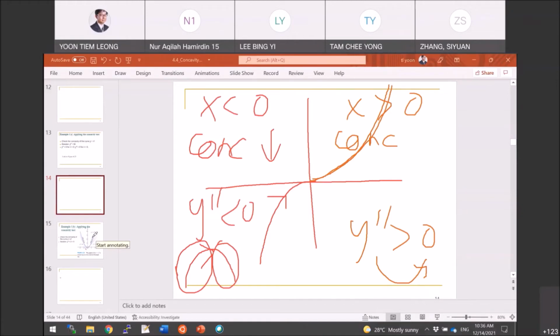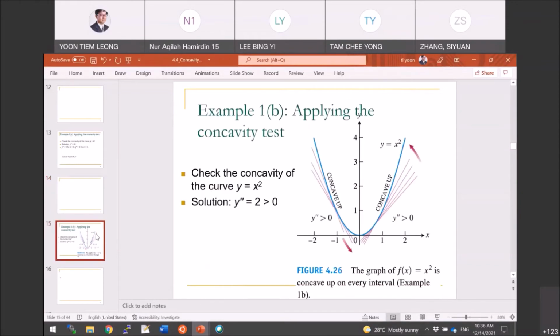When you overlap these together, those who are not clear in your mind may get a little bit confused. But don't get confused at this stage, at least. At this stage, by monitoring the sign of y prime prime, you know what shape the graph should look like. Okay.